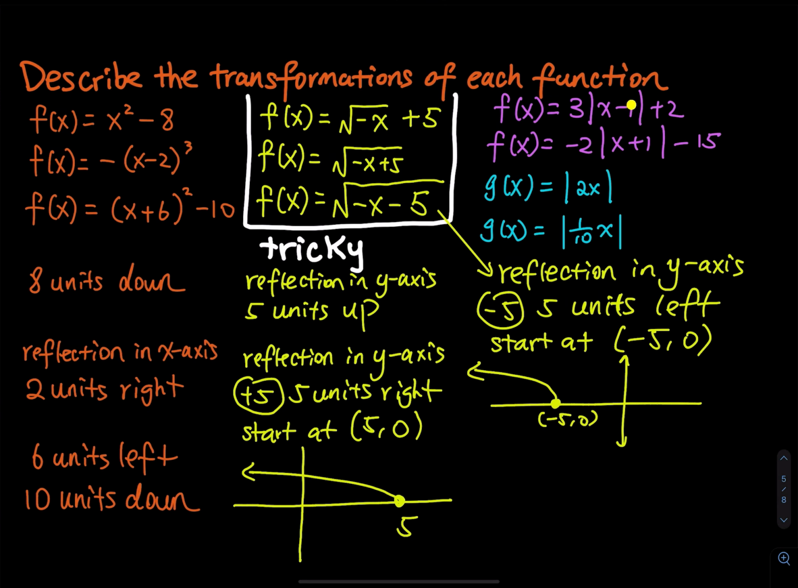The minus 1 is 1 unit to the right, but what about the 3? So this one is c equals 3, right? So you have c equals 3, and that 3 is outside of the absolute value, which is greater than 1. So that creates a vertical stretch.